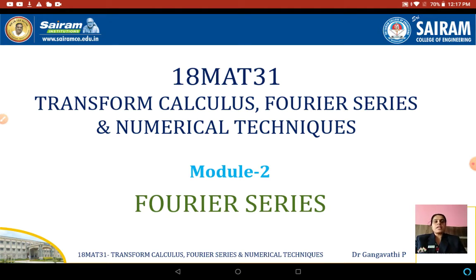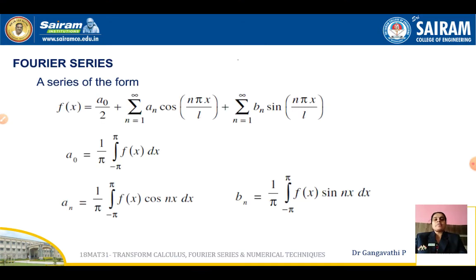As said in the earlier sessions, if a function is even, we are going to evaluate only a0 and an, and bn will be 0 automatically. And if the function is odd, only bn needs to be evaluated. A0 and an will be equal to 0. That is what we have learned. So what if the function is neither even nor odd? Such cases will be discussed in detail in this session.